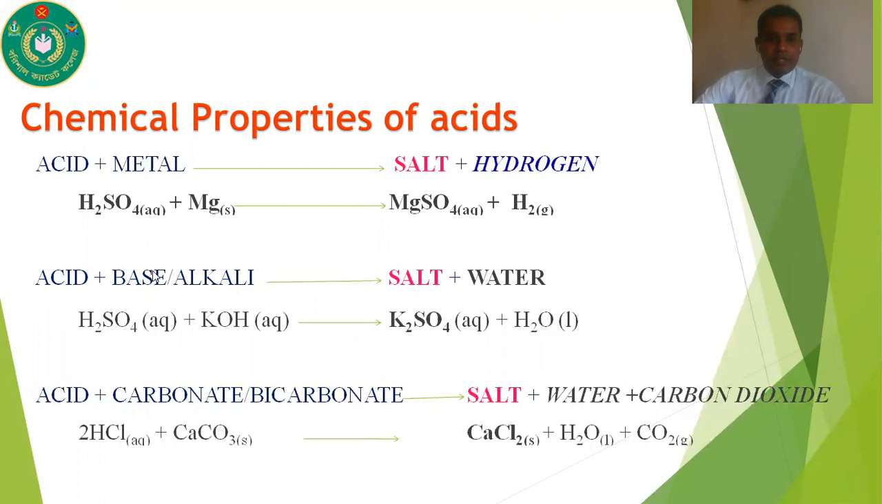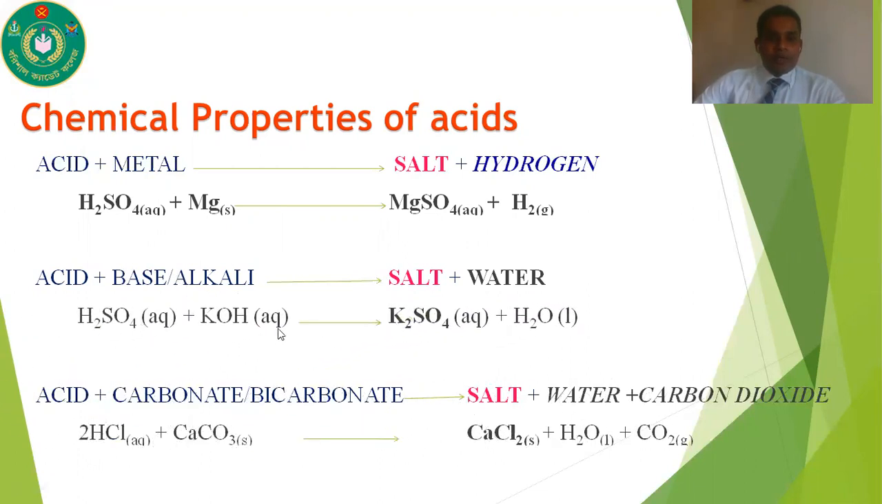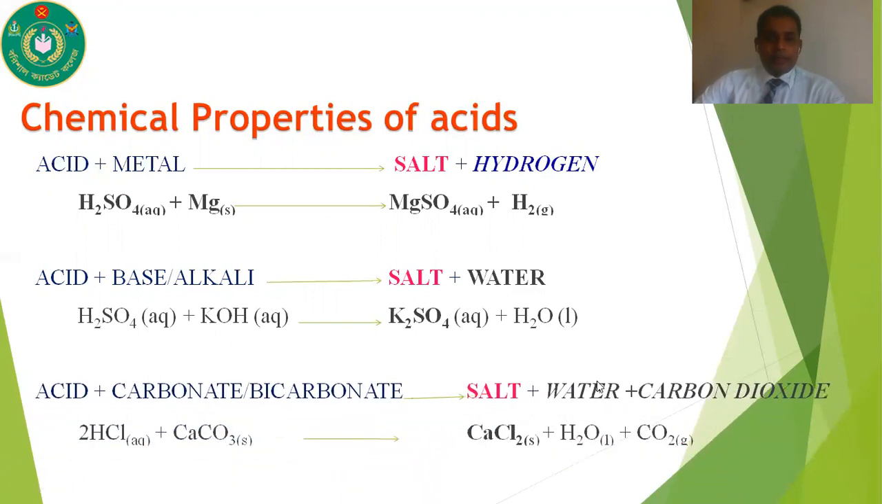When acid and base react with each other, it forms salt and water. An example is when sulfuric acid reacts with potassium hydroxide, that means base, it produces potassium sulfate and water. This is an example of a neutralization reaction. Another one is when acid reacts with carbonate or bicarbonate, it produces salt, water and carbon dioxide. For example, when acid, that means hydrochloric acid, reacts with the carbonate, calcium carbonate, it produces salt, that means calcium chloride, water and carbon dioxide.